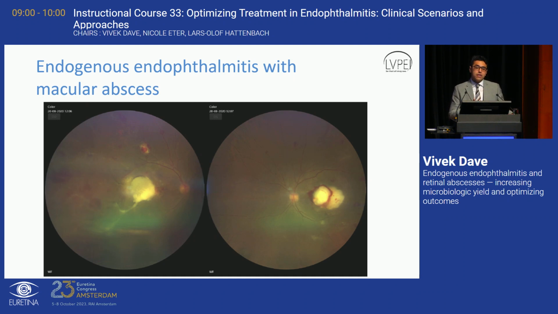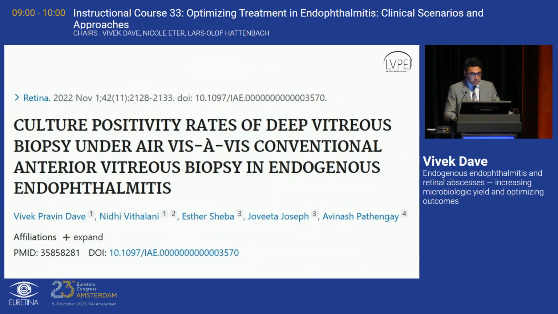Thus, if we take a vitreous biopsy, which is parallel to what I showed in the first video, you are likely to get the biopsy from the anterior vitreous, and that vitreous may not be infected much, and your biopsy thus may come out to be negative. So how we approach here is something that we published recently.